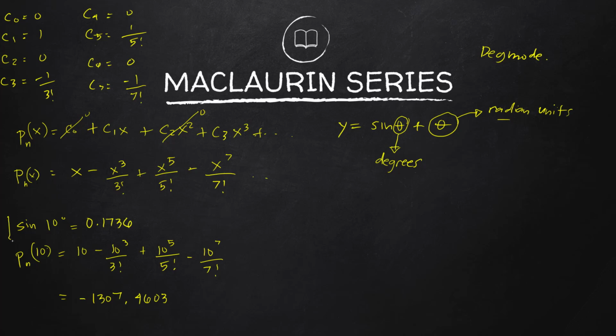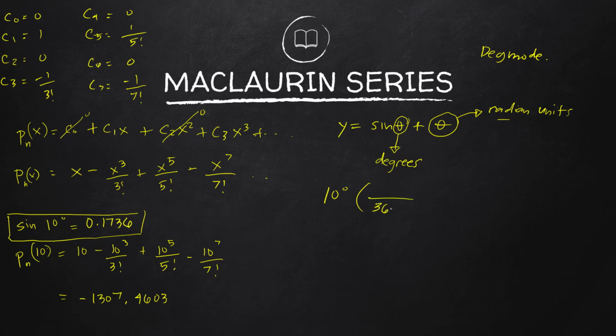Dito naging tama siya, sine of 10 degrees, because that is inside a trigonometric function, in this case sine. So, ang value niya is 0.1736. But in our approximating function, wala tayong trigonometric function. So let us first convert 10 degrees into its corresponding radian units.